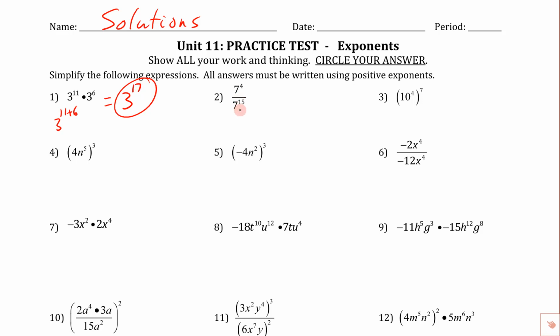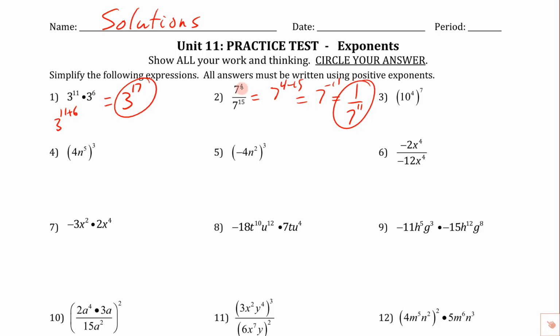Let's take a look at this division problem right here. We've got 7 to the 4th on the top and 7 to the 15th on the bottom. If you wanted to do this one using the subtraction rule that we use with quotients, you do 7 to the 4, the first one, the top one, minus the second one. So we'd end up with 7 to the negative 11. And then we've got to change that negative exponent to a positive by putting it on the bottom, because remember, negative means reciprocal.